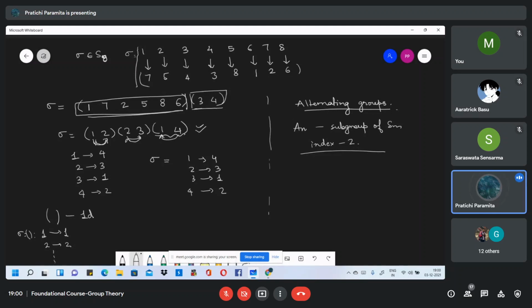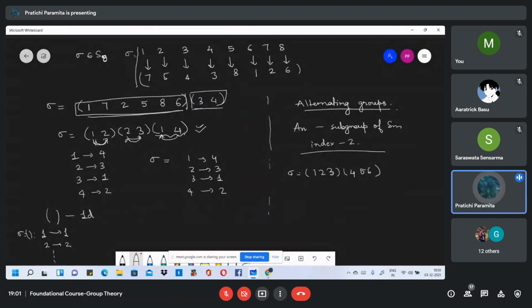So I do not know if I have time to explain that, but I'll just quickly go through it. Every sigma, no matter how it is, 1, 2, 3, and then 4, 5, 6, however sigma it is, I can write it as a product of two cycles. Two cycles are basically cycles which have two elements. I can write it as a product of two cycles.